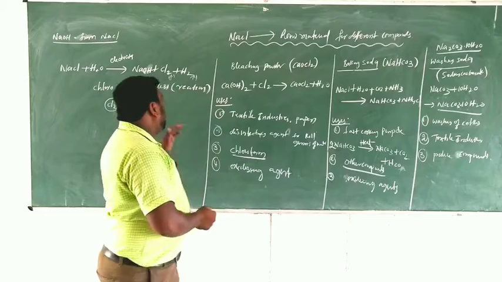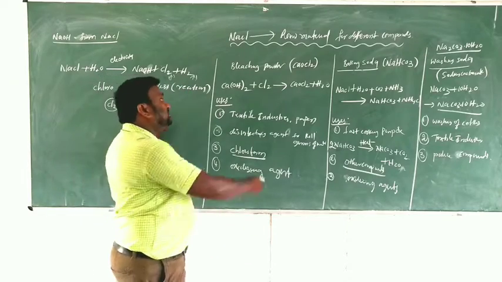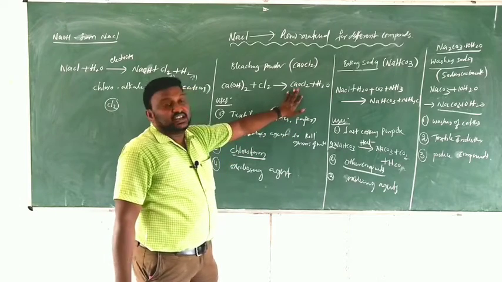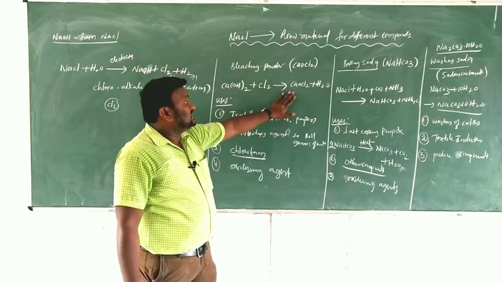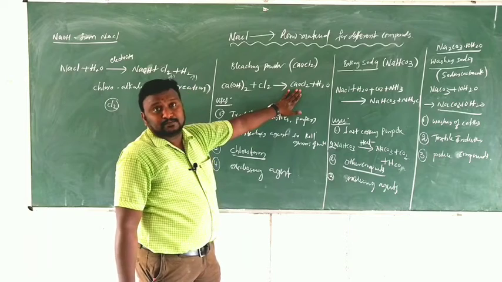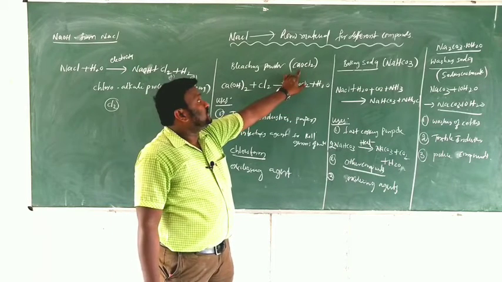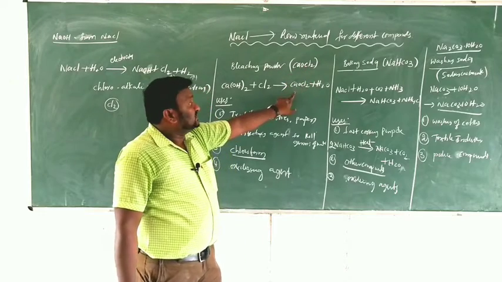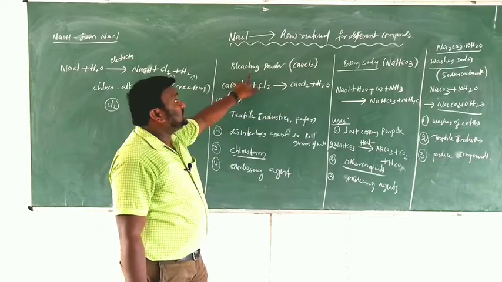Again the chlorine that is liberated reacts with calcium hydroxide, then what do you get? CaOCl2 plus H2O. Here CaOCl2 contains calcium, oxygen and chlorine. CaOCl2 is taken as bleaching powder.